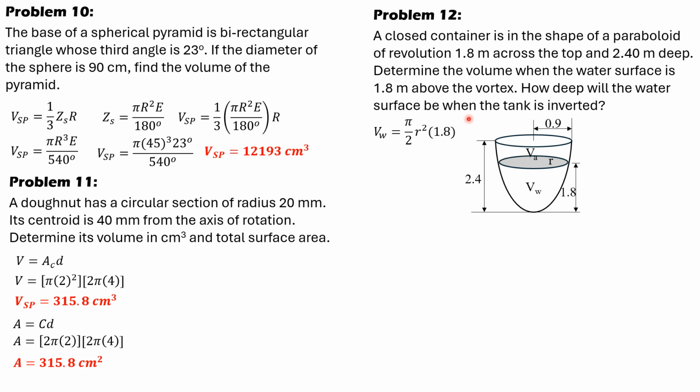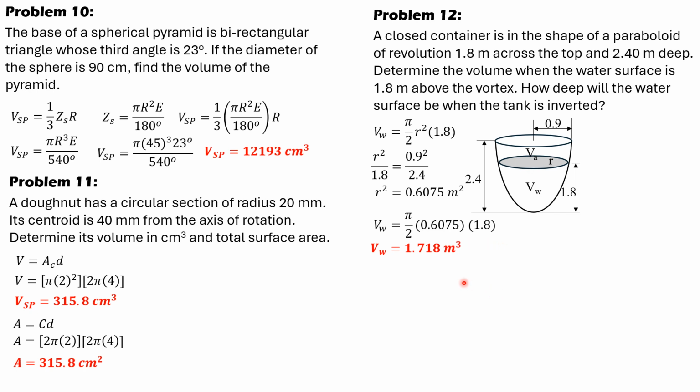Then to solve for R, we use the squared property of parabola. R squared is to 1.8 as 0.9 squared is to 2.4. So R squared is equal to 0.6075 square meters. Substitute here. So the volume of water is equal to pi over 2 times quantity 0.6075 times 1.8. So the volume of water is 1.718 cubic meters.